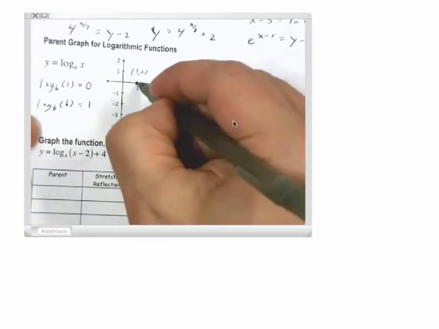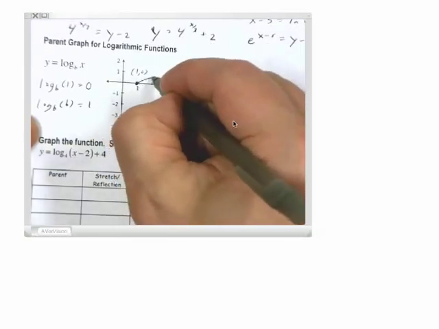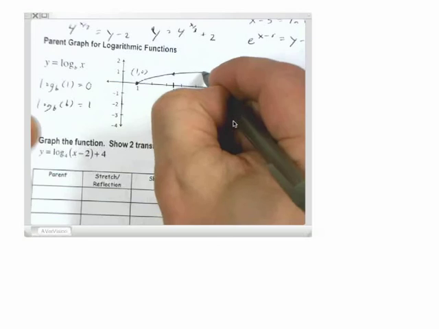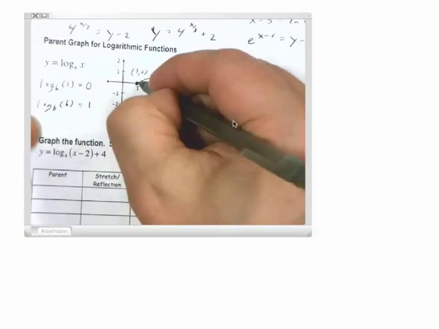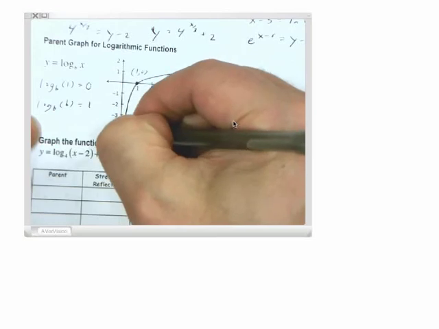And here's what the function looks like. It goes up slowly through there and keeps increasing. And then the graph gets closer and closer to the y-axis, but never hitting the y-axis because remember we can't take the log of 0.